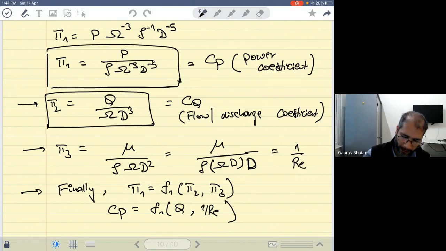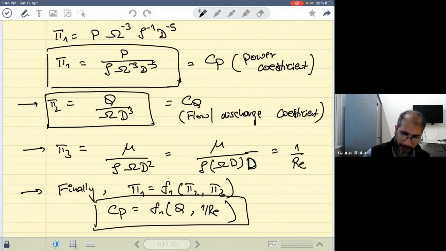And again, this expression that we have found out tells us everything about a given type or a given shape of a pump with a certain kind of impeller. It's only these 3 variables that matter. So power coefficient as a function of flow coefficient. I shouldn't write Q, I should write CQ, sorry. As a function of flow coefficient and Reynolds number, or 1 by Reynolds number.